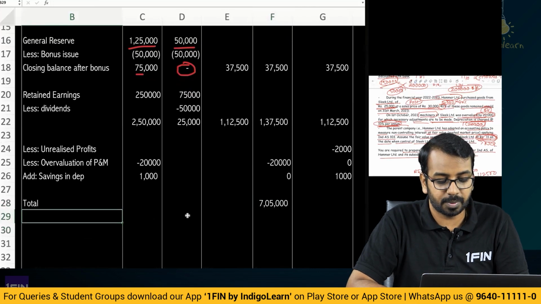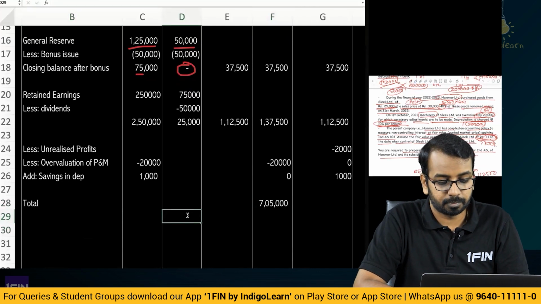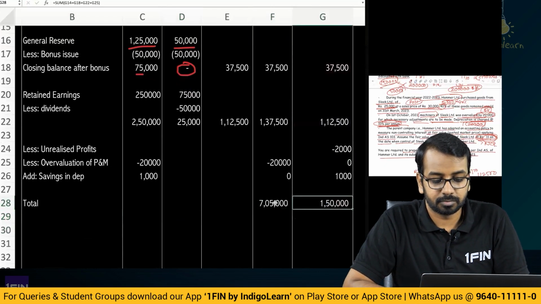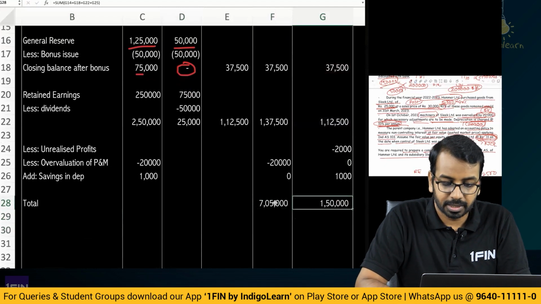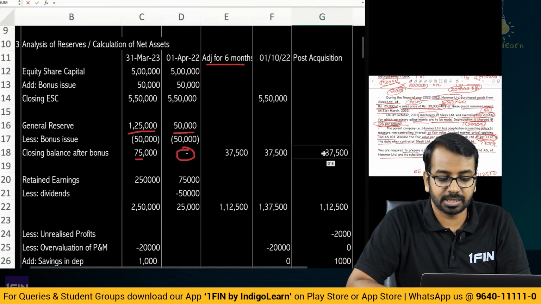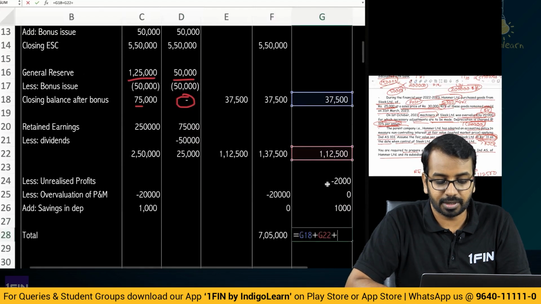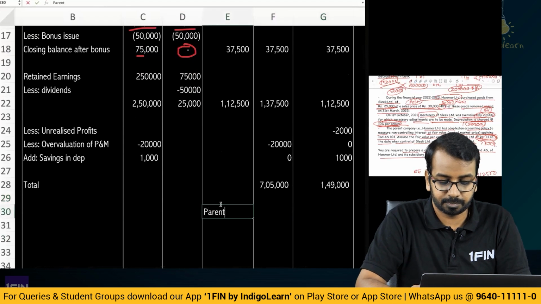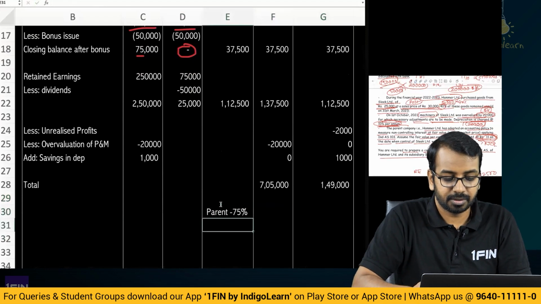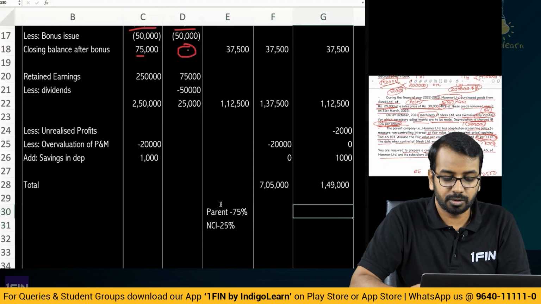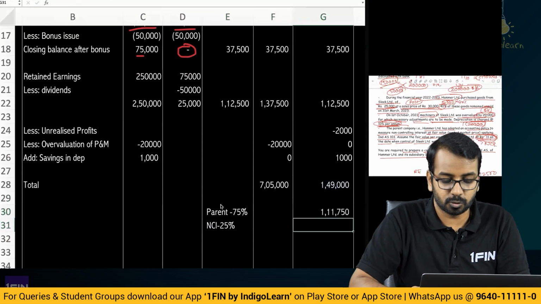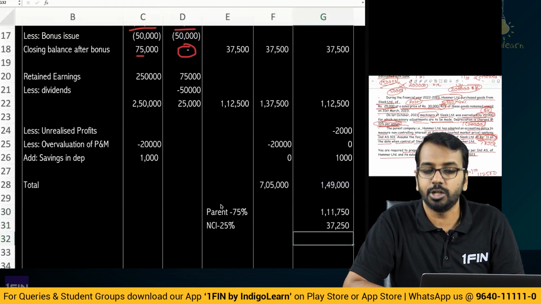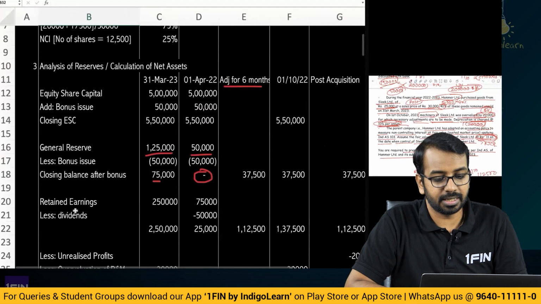Now out of this, what is parent share? 7,05,000, right? Then on date of consolidation, how much is post acquisition? Post acquisition is 37,500 plus 1,12,500 minus 2,000 plus 1,000, 1,49,000. So how much is parent? Parent is 75%, NCI is 25%. So 1,49,000 into 75% goes to parent, and 1,49,000 into 25% goes to NCI, that is 37,250, right. So this is the analysis of reserves.